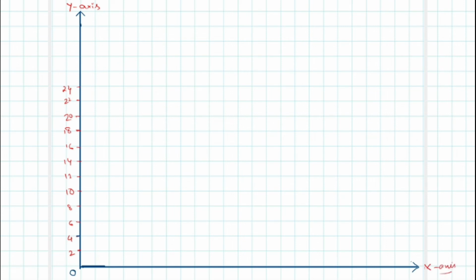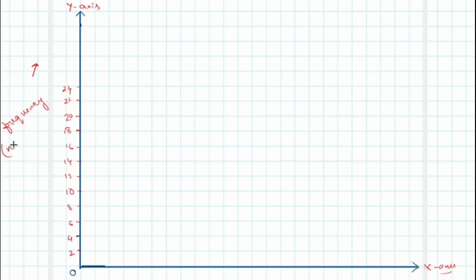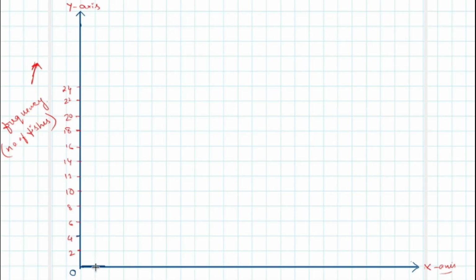Okay, now towards the y-axis we are representing frequency. Frequency means the number of fishes caught. Instead of frequency we can write number of fishes as well. So here we will write number of fishes, you can write either one. Okay, so day 1: Sam has caught 2 and Terry has caught 4 fishes. So we will start to draw day 1, the first data. After leaving 1 box we will start like this.